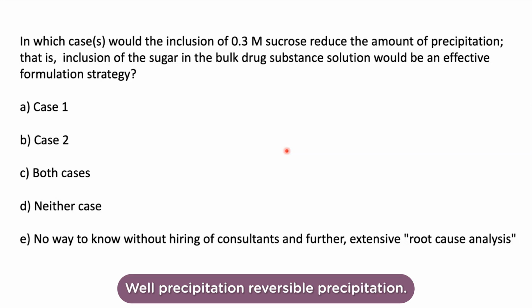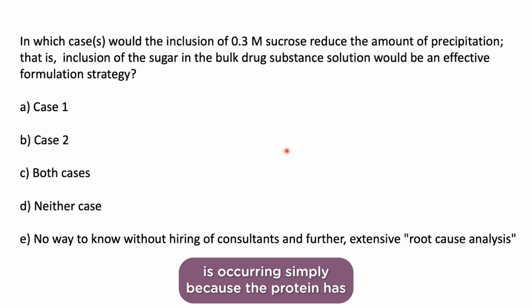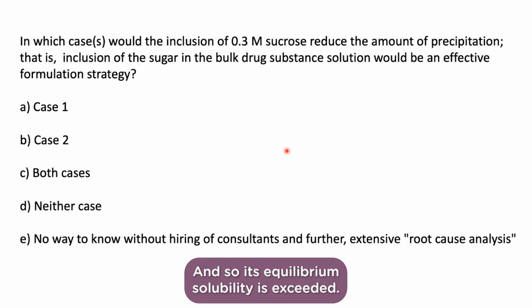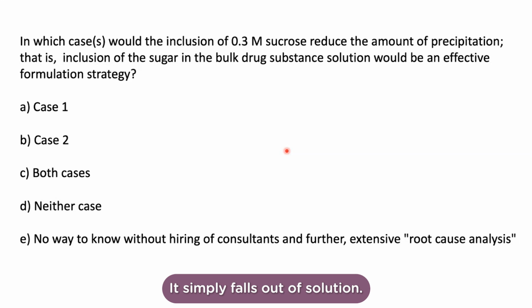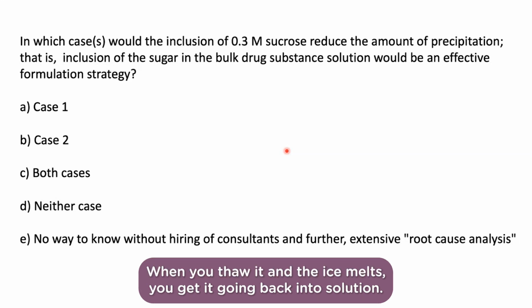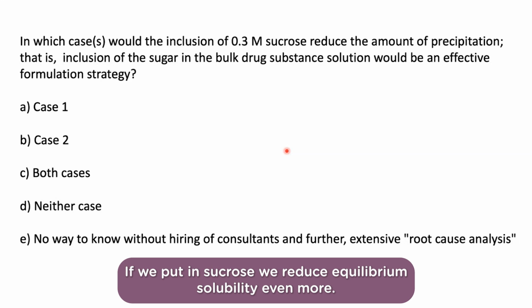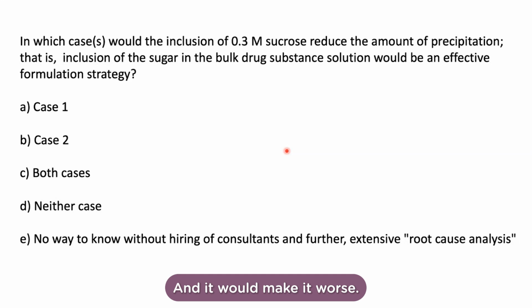Why? Well, reversible precipitation is occurring simply because the protein has its solubility limits exceeded during freeze concentration. And so its equilibrium solubility is exceeded, it simply falls out of solution. When you thaw it and the ice melts, you get it going back into solution. So it's already having a problem with equilibrium solubility. If we put in sucrose, we reduce equilibrium solubility even more, and it would make it worse.